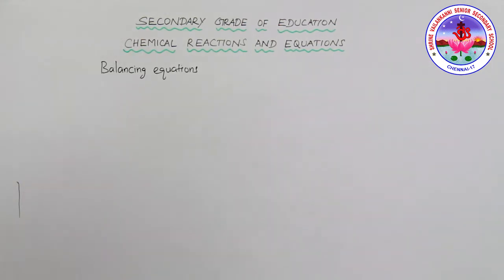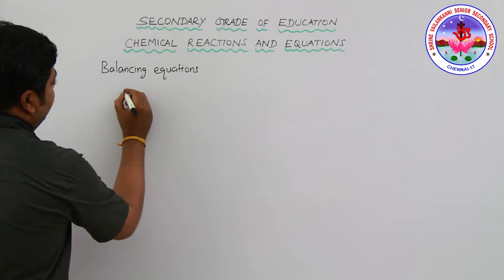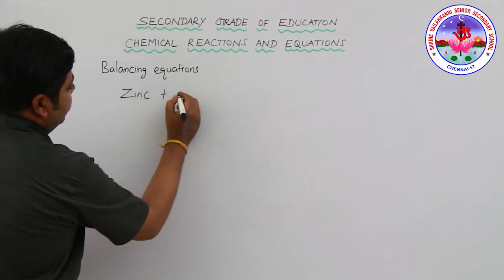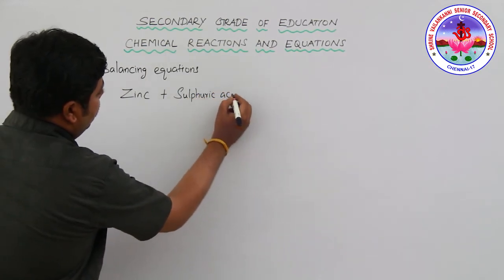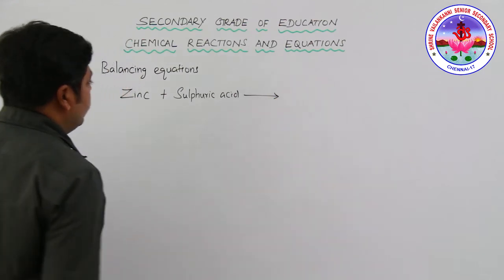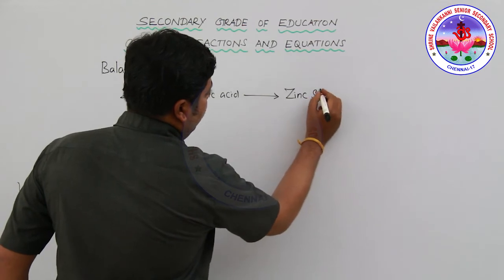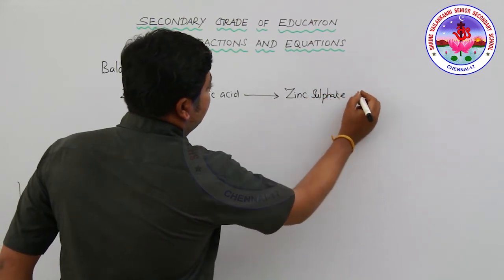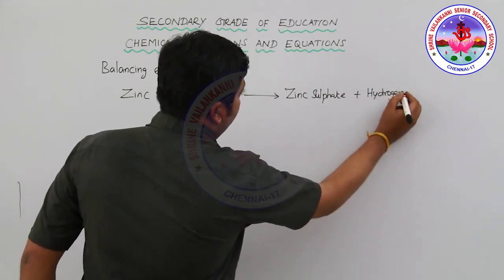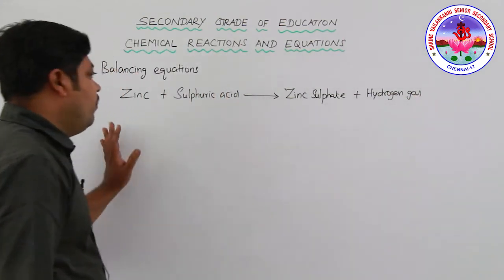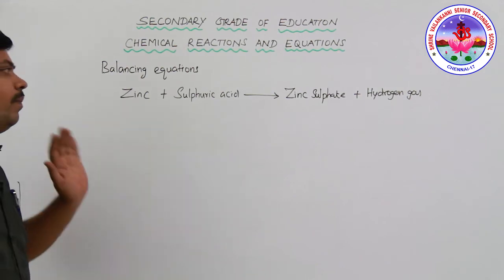Now we will see more examples of balancing equations. Already we have seen the activity where zinc reacts with dilute sulfuric acid. What did you observe? The zinc converts to zinc sulfate, then hydrogen gas was evolved. So this is the word form. Now you have to write the skeletal form of this equation, then balance it.